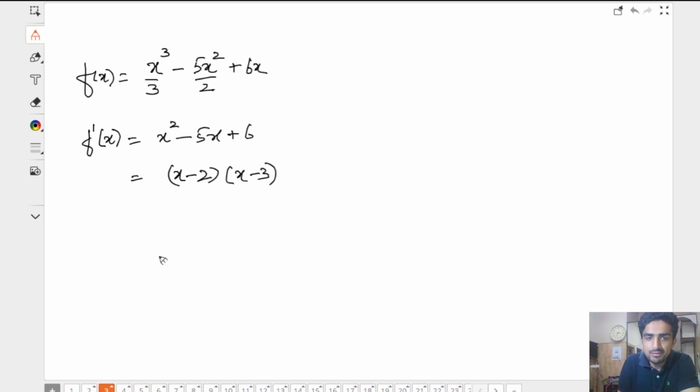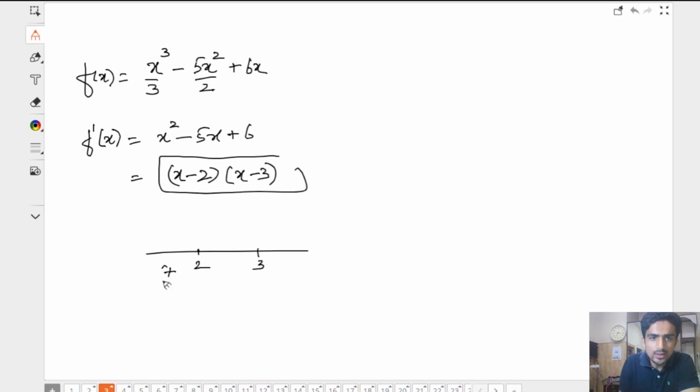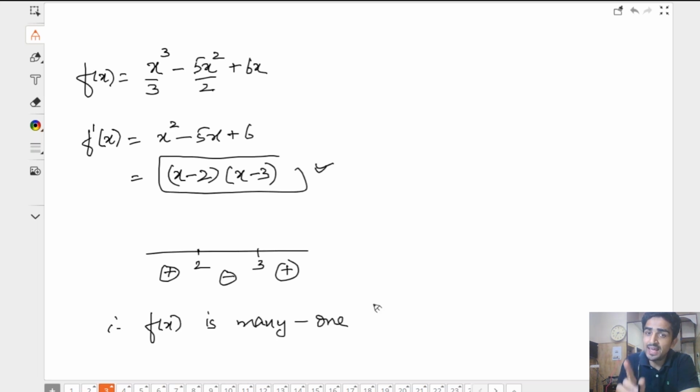And by the wavy curve method, I know that this expression will change sign. When x is less than 2, it will be positive. When x is between 2 and 3, it will be negative. And when x is greater than 3, it will be again positive. So your f dash is changing sign. Therefore, f(x) is not 1-1. It is many-one. f(x) is 1-1 if f dash does not change sign, that is, it remains always positive or always negative. Okay, Lalit, is it fine now?